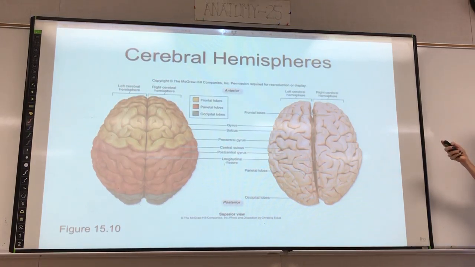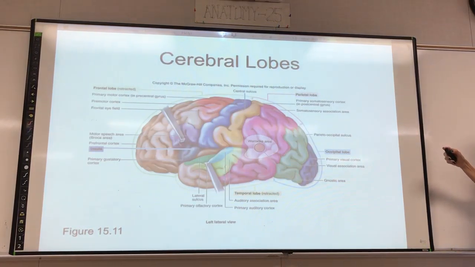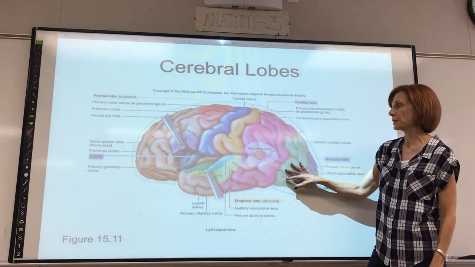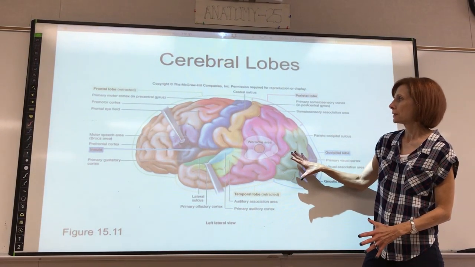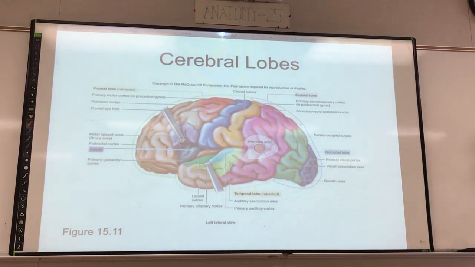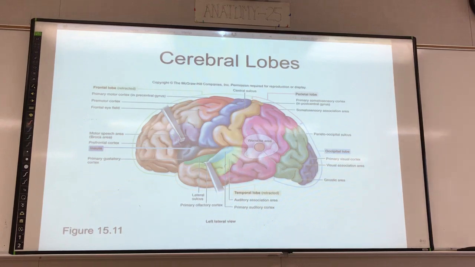Now let's take a look at a lateral view. Okay, so you can see that a bunch of areas are color-coded here. For now, just ignore those, and let's just finish going through these different lobes. One thing I want to mention is I want you guys to know this sulcus that you see here.